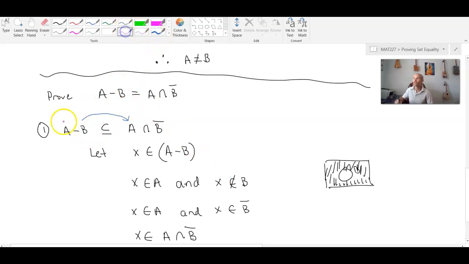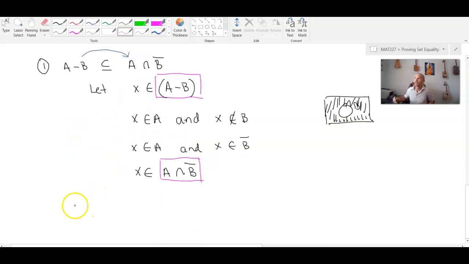We've just established that since X is an element of A minus B, we've shown that X is also an element of A and B complement. Therefore, we've shown that A minus B is a subset of A and B complement. Now, we haven't shown equality yet. We've just shown that A minus B is contained within here.